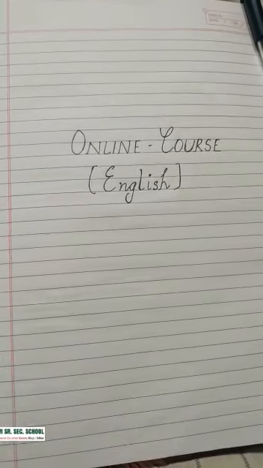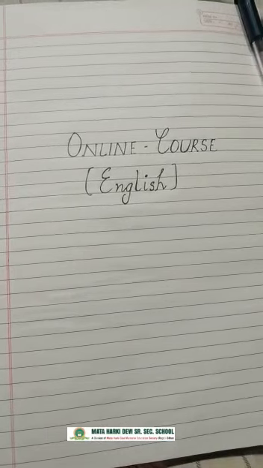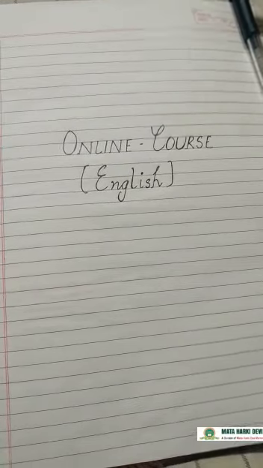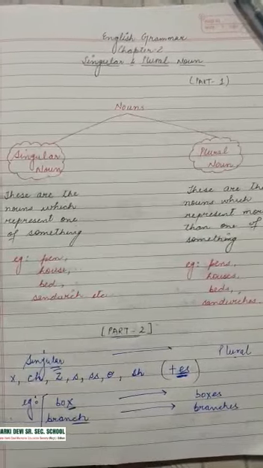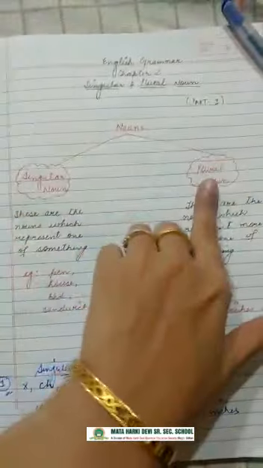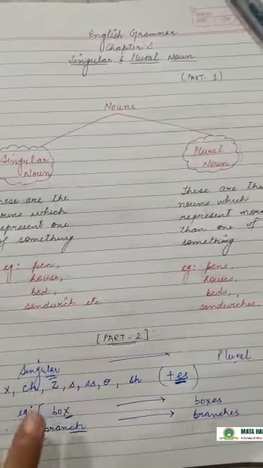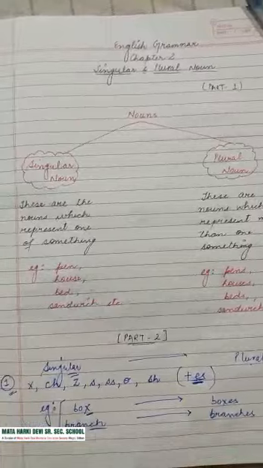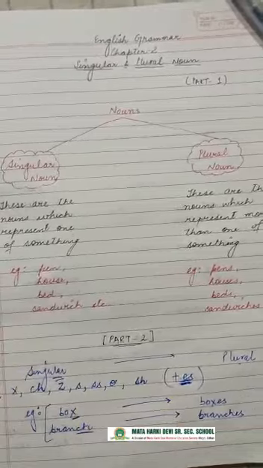So, this is your English lecture, and in today's lecture, we will be continuing our last topic, that is singular and plural noun. Previously, we have done two parts of this chapter. In the first part, we have discussed about the singular noun and plural noun, and in the second part, we have discussed about how to change singular noun into plural noun, where we have done 5 cases. I hope you are clear with the previous part.